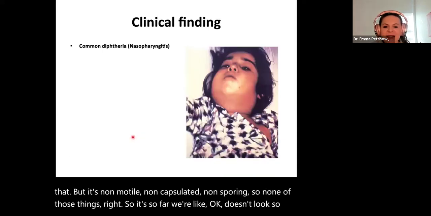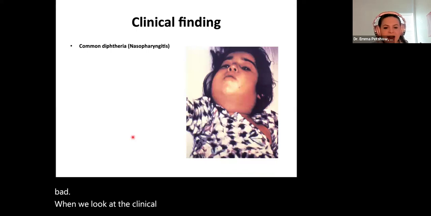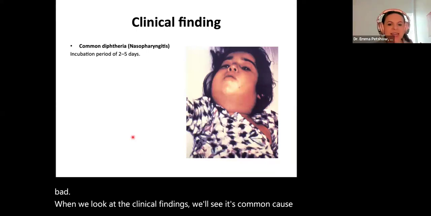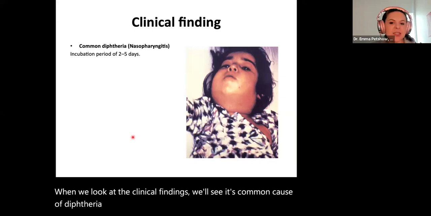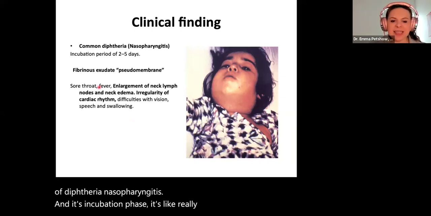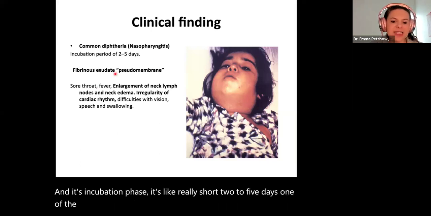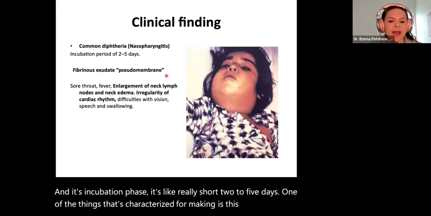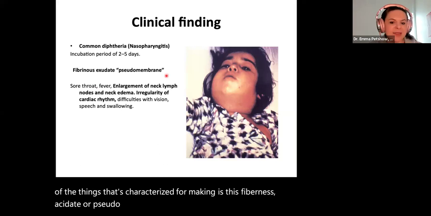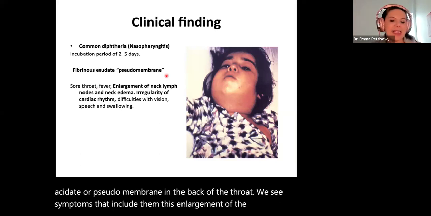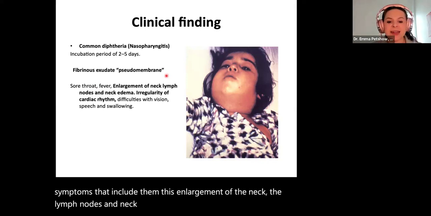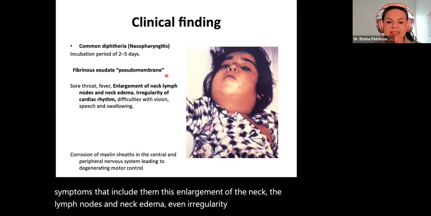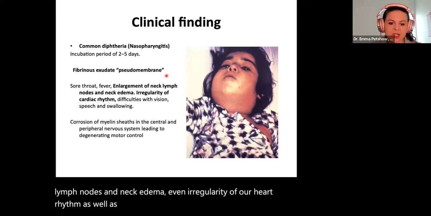When we look at the clinical findings, we'll see it's a common cause of diphtheria, nasopharyngitis, and its incubation phase is really short, 2 to 5 days. One of the things that's characteristic is this fibrinous exudate or pseudomembrane in the back of the throat. We see symptoms that include then this enlargement of the neck lymph nodes, and neck edema, even irregularity of our heart rhythm, as well as obviously difficulties with swallowing and speech.